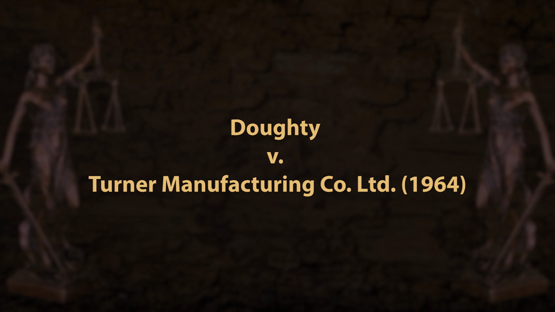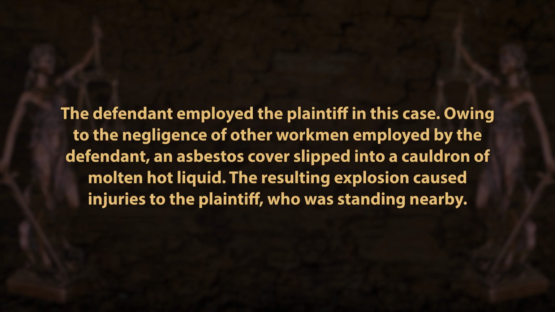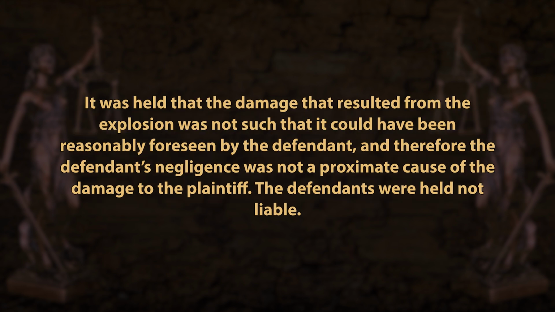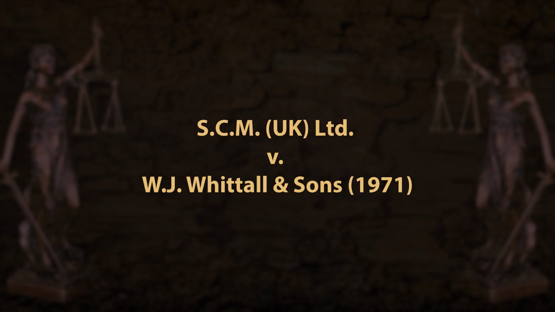Doughty versus Turner Manufacturing Company Limited, 1964. The defendant was employing the plaintiff in this case. Owing to the negligence of other workmen employed by the defendant, an asbestos cover slipped into a cauldron of molten hot liquid. The resulting explosion caused injuries to the plaintiff, who was standing nearby. It was held that the damage that resulted from the explosion was not such that it could have been reasonably foreseen by the defendant, and therefore the defendant's negligence was not a proximate cause of the damage to the plaintiff. The defendants were held not liable.